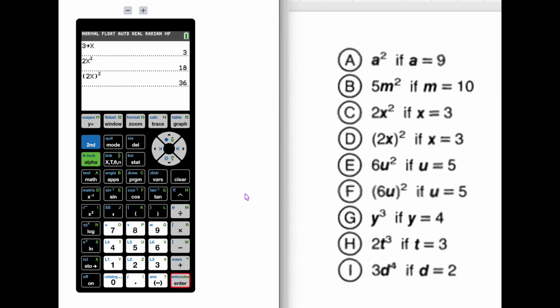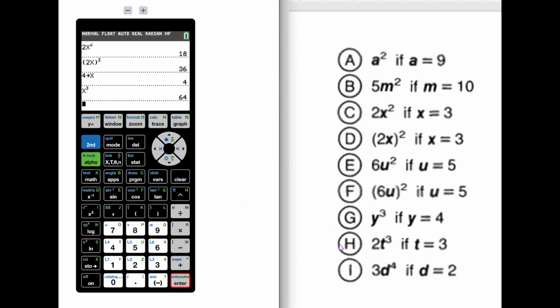Now on G, and H and I, you need to raise to a power other than the second power. If you're not sure how to do that, this button right here will do it for you. So for instance, G is y to the third if y is 4. So we go 4, store, x, and now we go x, and to the third power. So we're going to hit this button right here, above division and just below clear. And now I can just put in a 3 and enter, and I get 64.